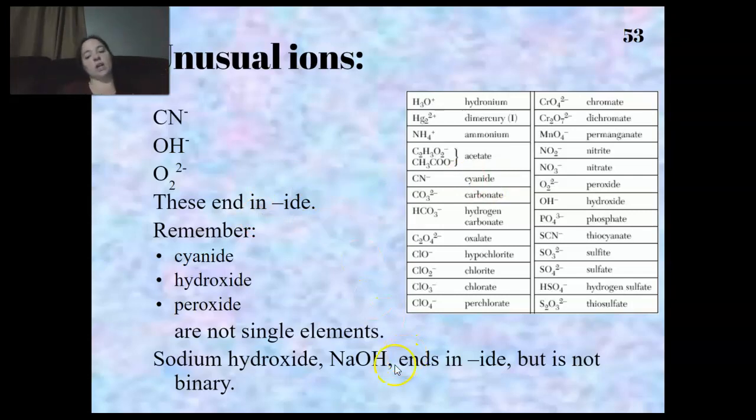So sodium hydroxide would be NaOH. It ends in "ide," but it's not binary, because you've got that polyatomic ion. Make sure you know polyatomic ions make it a tertiary or ternary compound, not a binary.